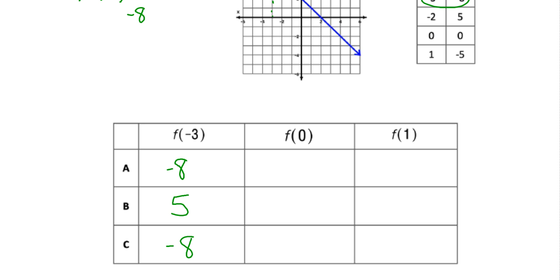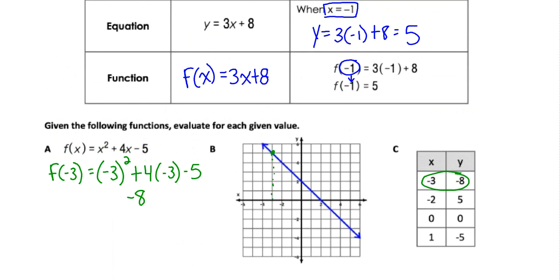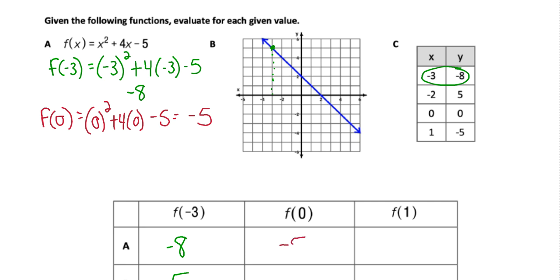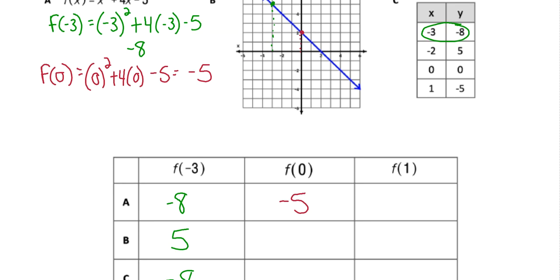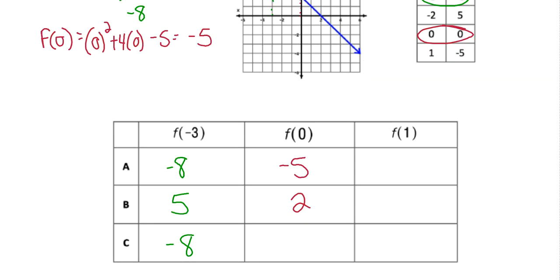All right, let's do f of 0 now. So looking at 0 for each one, plugging it in to A, I get 0 squared plus 4 times 0 minus 5, and that is -5 when I simplify. So I'd have -5 for that one. When I plug in 0 on the graph, I follow it up and I can see that it's at 2. And in C, that is at 0.